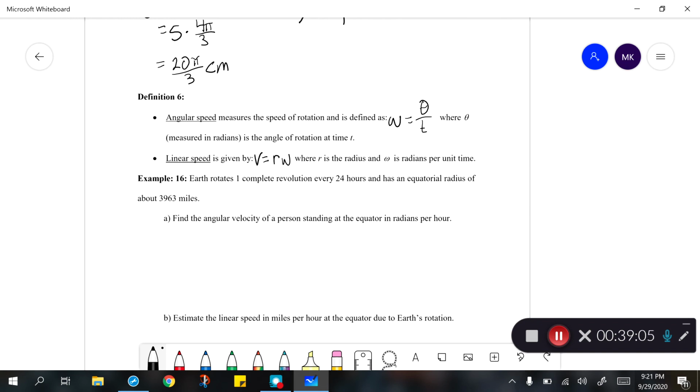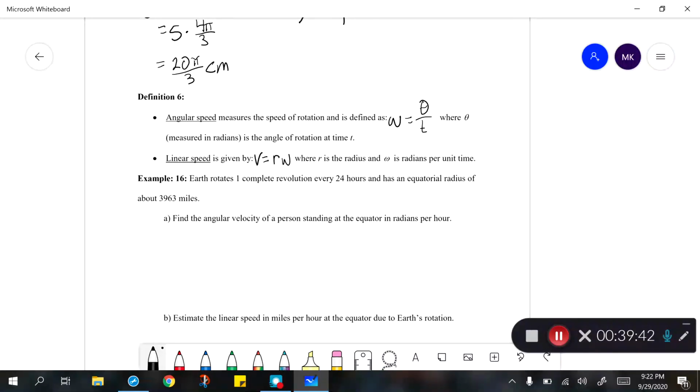So if the Earth rotates one complete revolution every 24 hours, it has an equatorial radius of about 3,963 miles. That's the radius at the equator. For those of you who are super geo nerds, I love you guys, the Earth is not exactly perfectly spherical. Obviously we've got mountains and valleys and deep abysses in the ocean, but even if you filled all of that in, it's still slightly squished and oblong-ish from the equator. So we usually go with an equatorial radius like this.